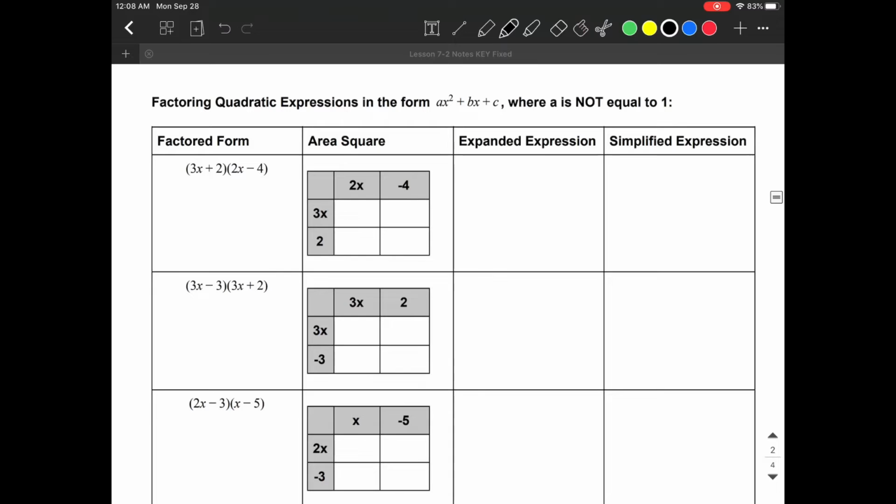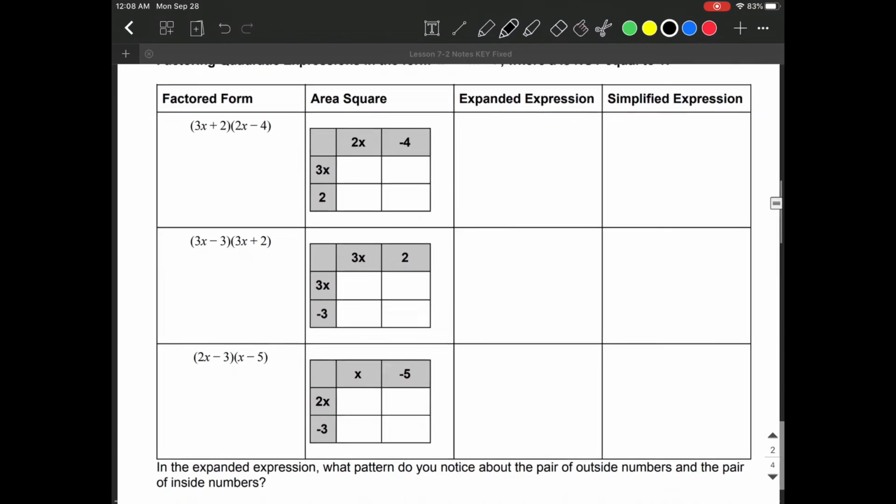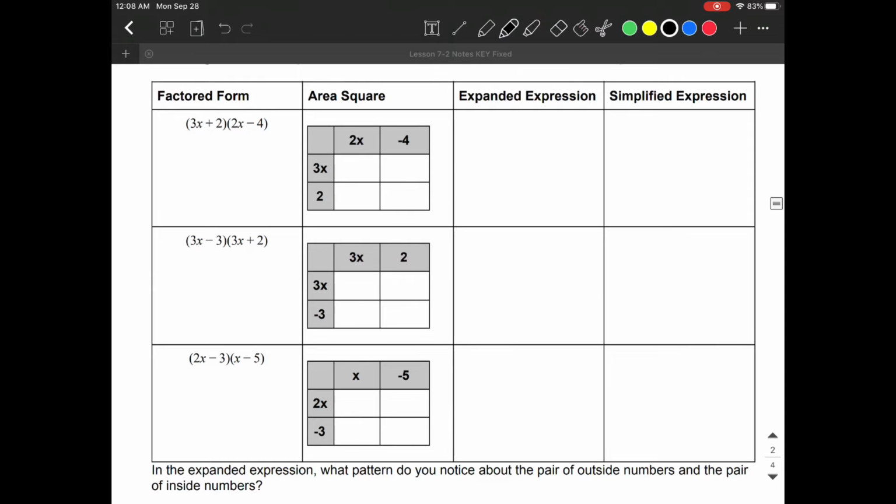All right, next we're going to talk about factoring quadratic expressions in the form ax squared plus bx plus c, where a is not equal to 1. It's something else. First we're going to do what we already know again. We're going to go from factored form to the simplified expression.